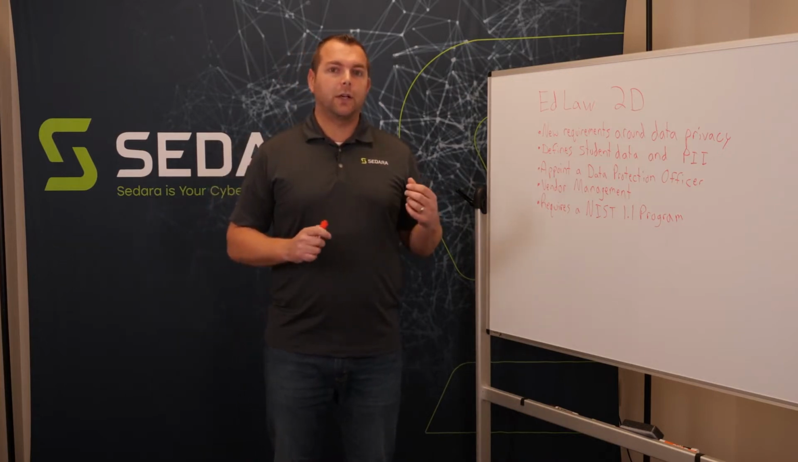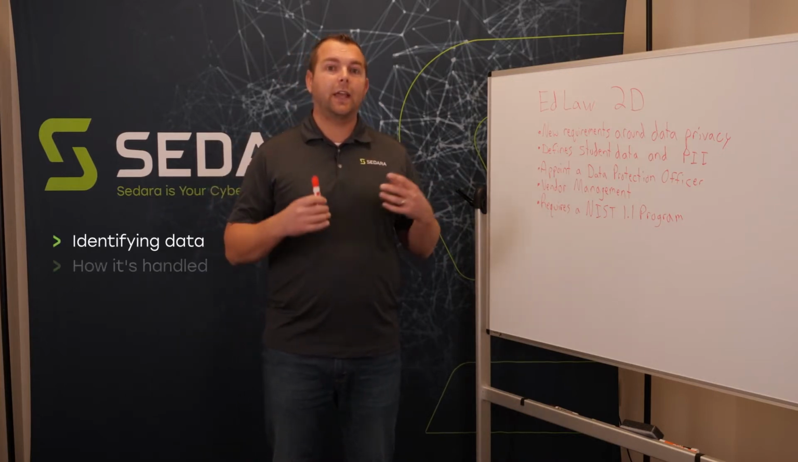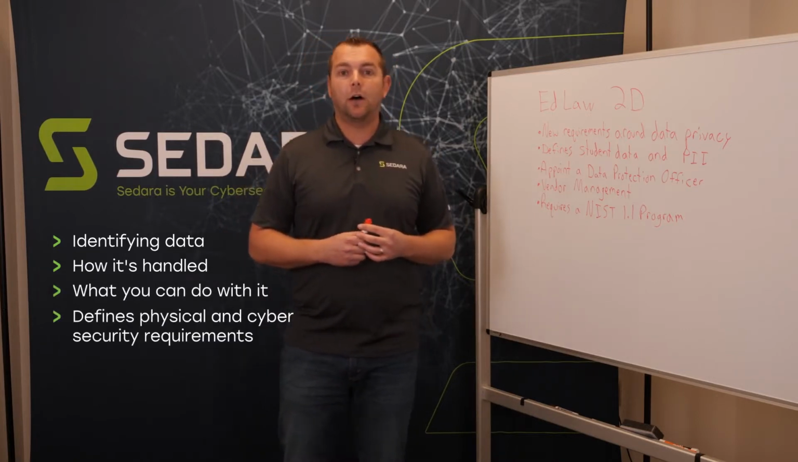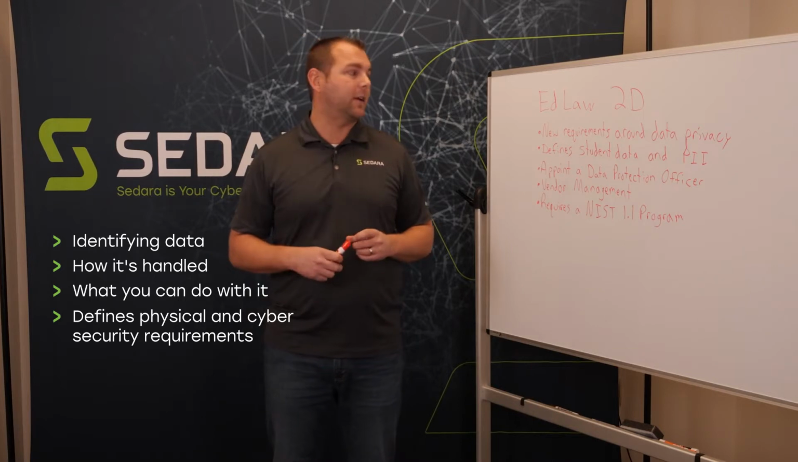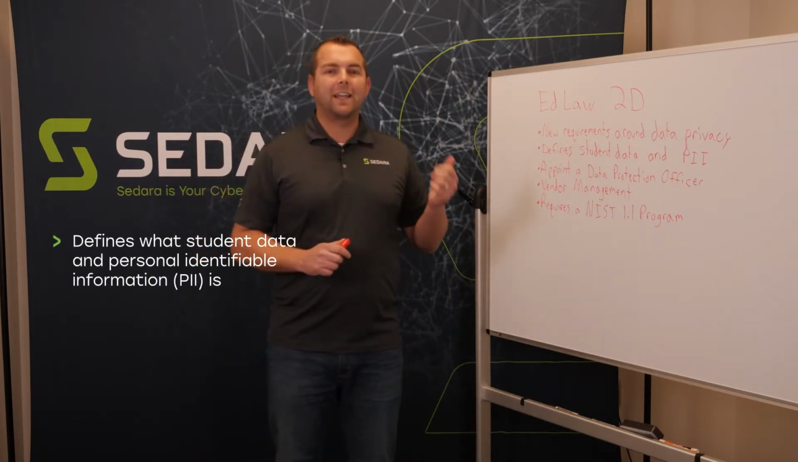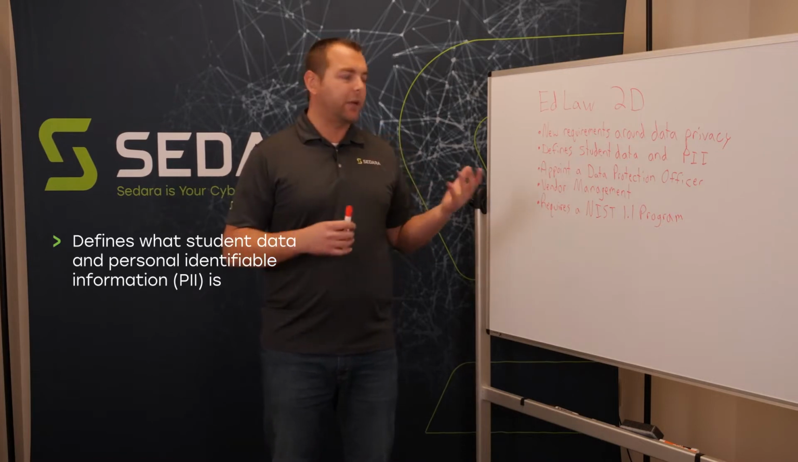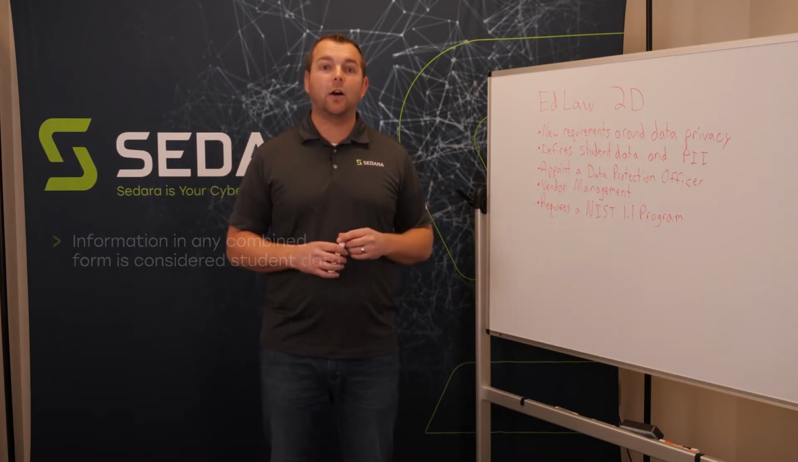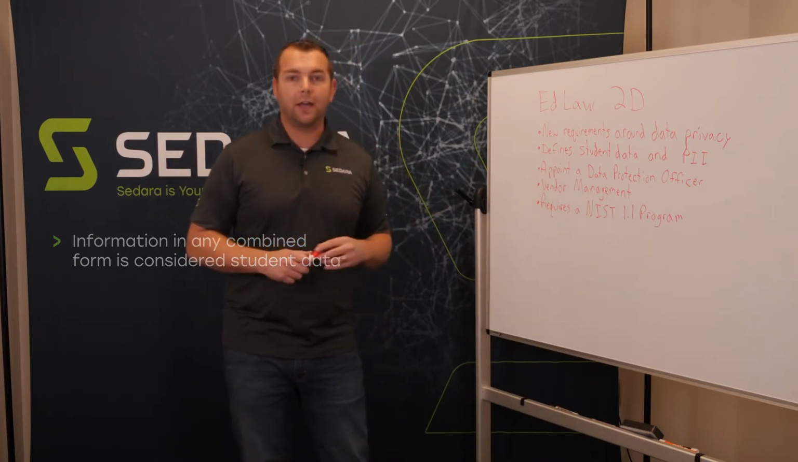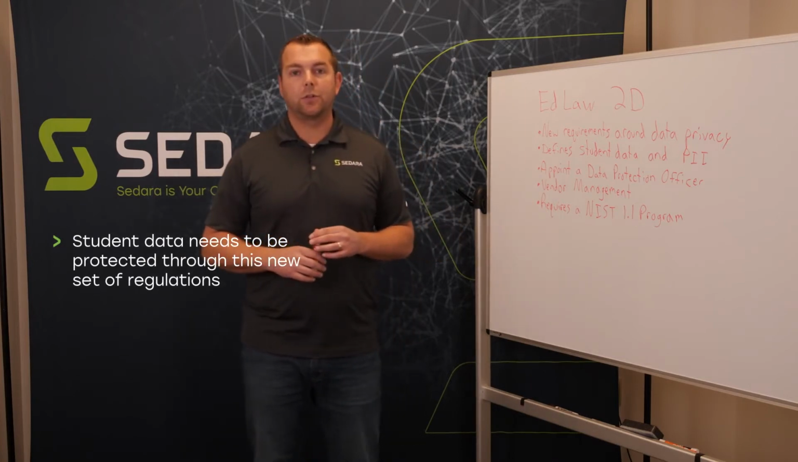This involves identifying the data that exists and how it's handled and what you're allowed to do with it, and also defines additional security requirements for it, both physical and cyber. What it does is define what student data and personal identifiable information is. They have a pretty clear description of it. Basically, it covers a lot of information in any combined form, is essentially considered student data, and it needs to be protected through this new set of regulations.